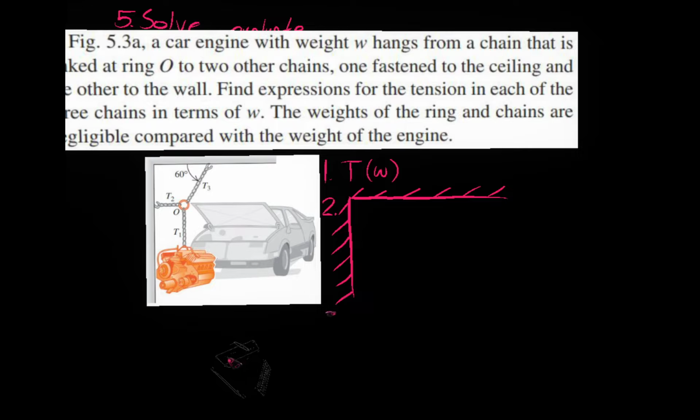These little lines just kind of mean that's solid. Okay, and then we have this here. We have an O-ring, but it tells you that it has negligible weight, and so we're just going to represent it as like a little particle here. And then it has this as 60 degrees. And then we have another thing there. And so we have T1, T2, T3. This is 60 degrees. And then we have a mass down here.